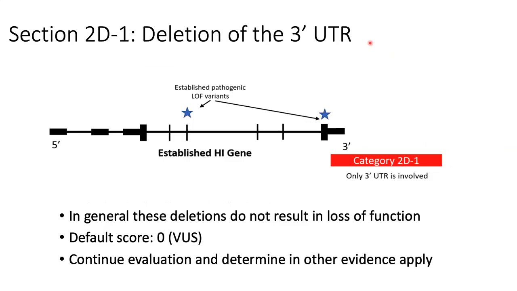Moving along, these are deletions of the 3' UTR. 3' UTRs are not very well conserved. They're not necessarily needed for normal gene function, although if they're missing it may interfere with how the protein is processed as it's being translated. The default score of this is zero, and those will be classified by default as variant of uncertain significance. Therefore, if you want to score this further, you have to go through the rubric and gather further evidence that the variant may cause disease by showing segregation or presence in cases with a consistent phenotype for the gene.